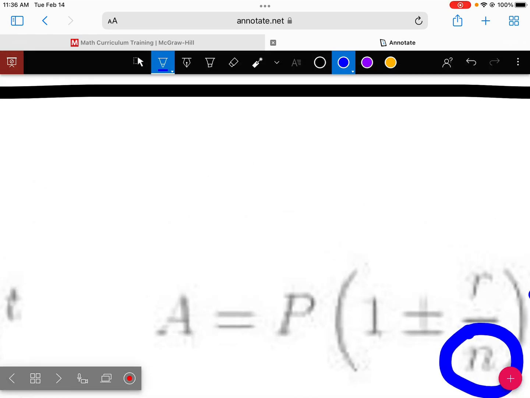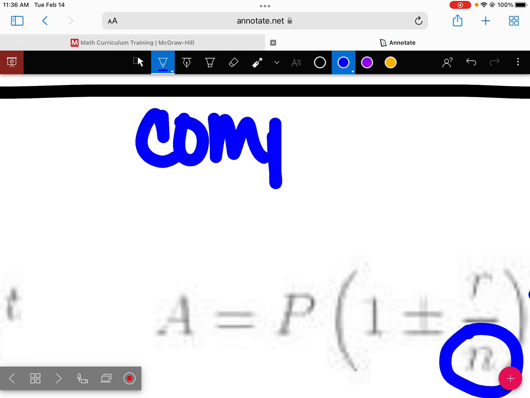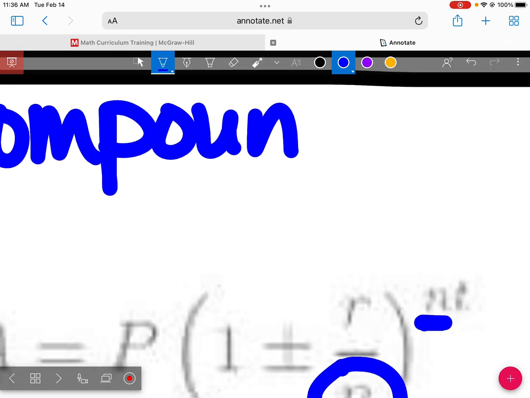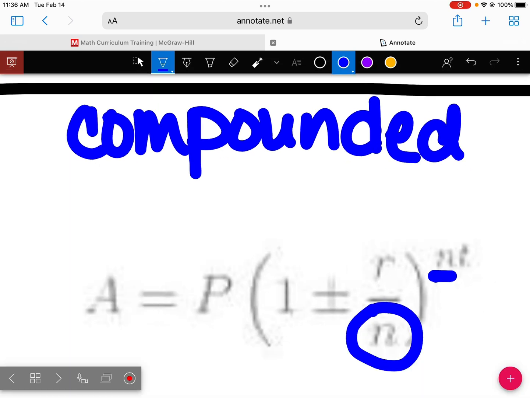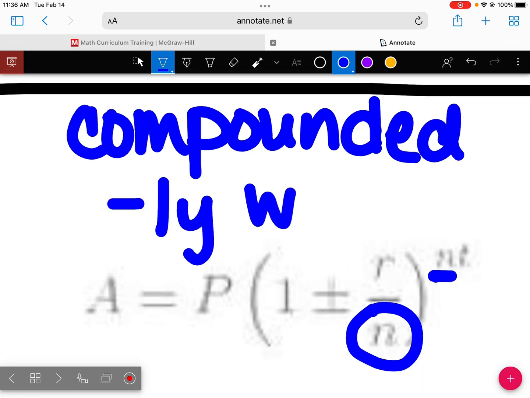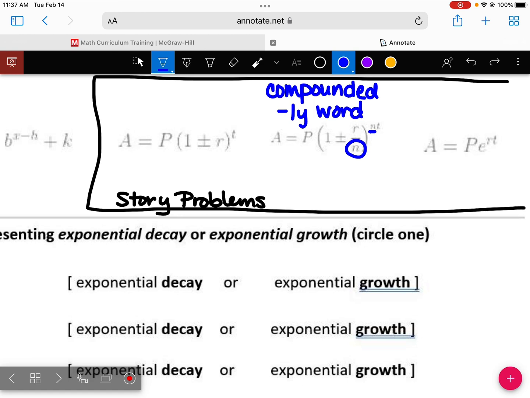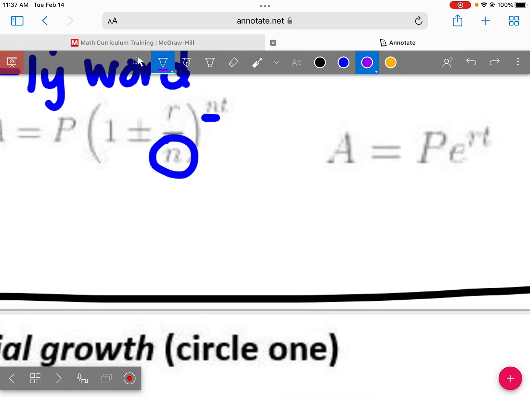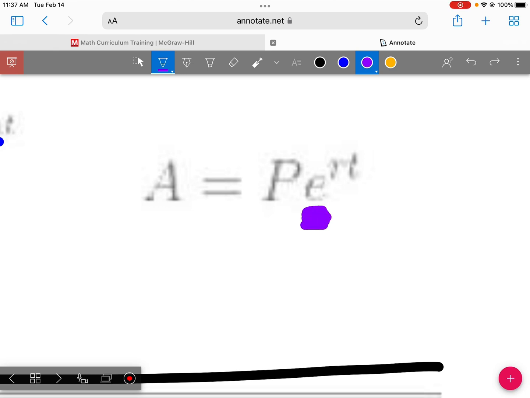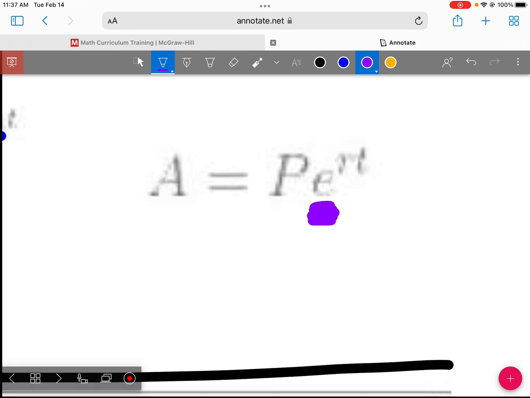So there's another keyword that you'll always see here. It would say compounded, followed by an ly word. So if you see the word compounded, and then there's an ly word, annually, monthly, weekly, daily, quarterly, you're going to use this formula right here. What keyword would you have to see in order to use this last one, the one that has E in it? Continuously.